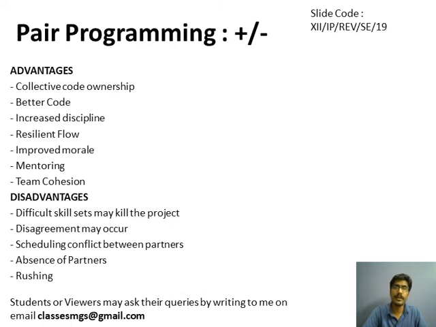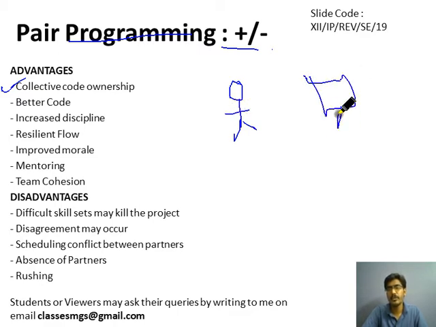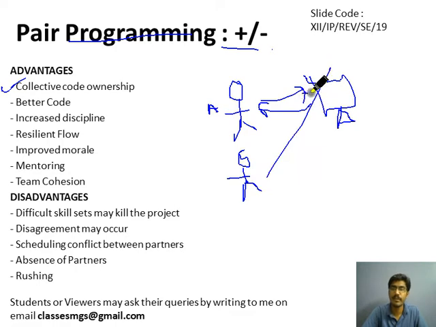Now we will see the benefits and disadvantages of pair programming. The benefit of pair programming is collaborative code ownership. If one person is writing the code on a computer, then he alone is responsible for writing the code. If he makes a mistake, then only he is responsible. But if two persons are working on the same software, then two persons instead of one will be responsible for any development, any change, any mistake. So collaborative code ownership will be there.